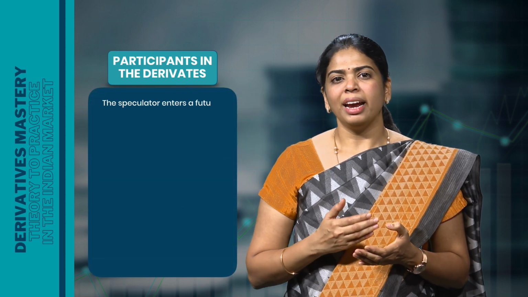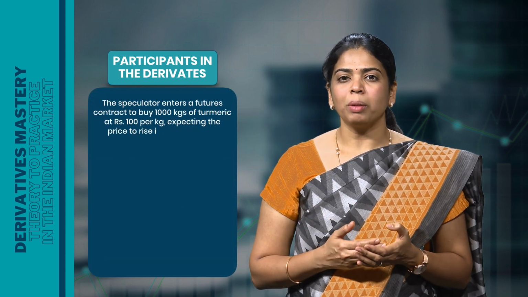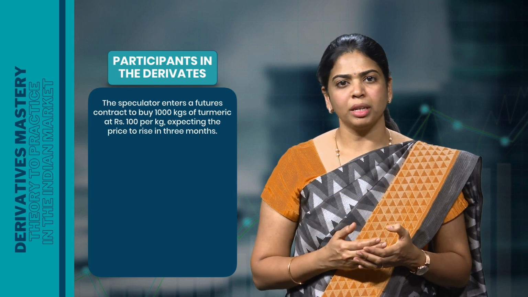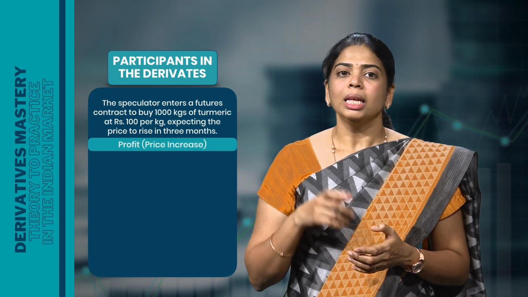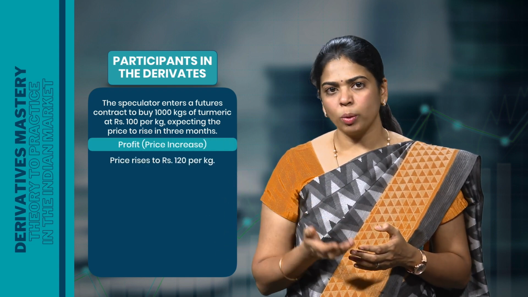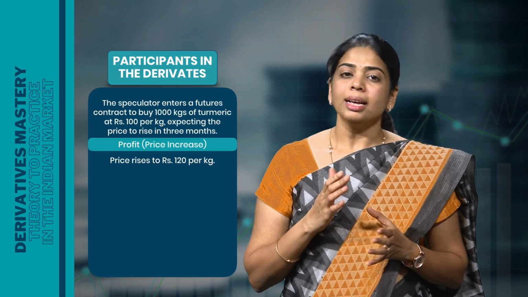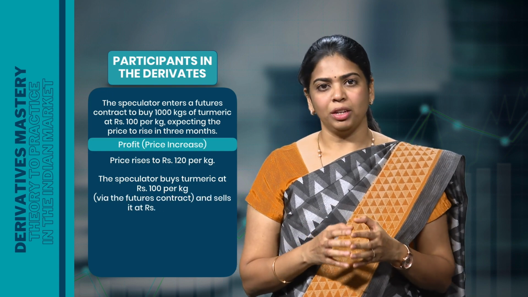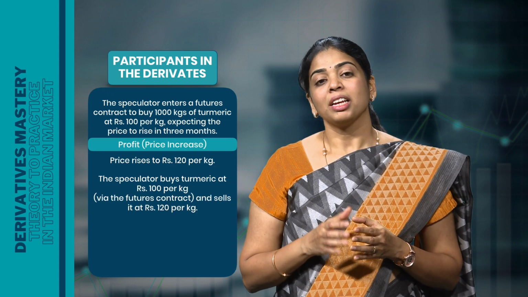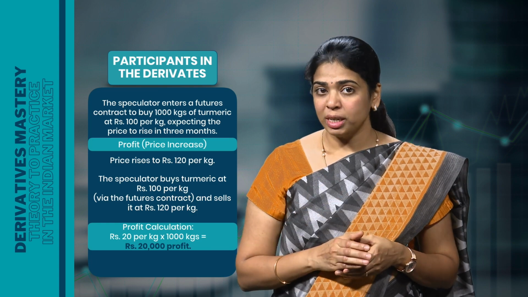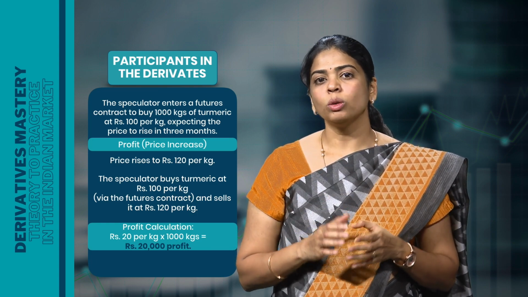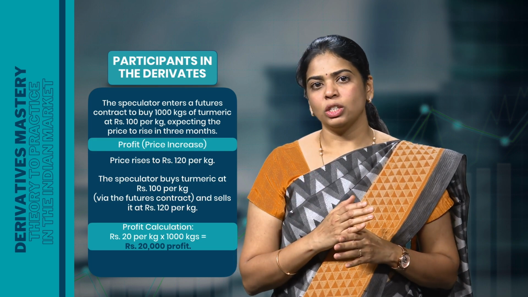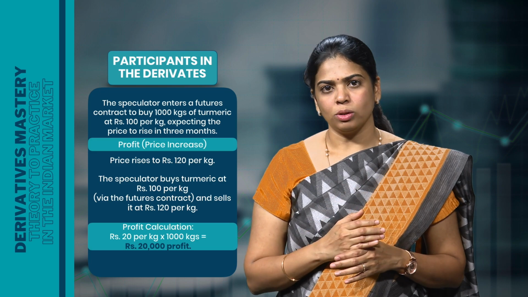So the speculator enters into a futures contract agreeing to buy 1000 kgs of turmeric from another party at a fixed price of rupees 100 per kg 3 months from now. If the price of turmeric rises to rupees 120 per kg after 3 months, as the speculator predicted, he can still buy it at the agreed price of rupees 100 per kg, thanks to the contract. Then he can sell it in the market for rupees 120 per kg, and in this case, the speculator would make a profit of rupees 20 per kg. Since the contract is for 1000 kgs, the total profit would be rupees 20,000.